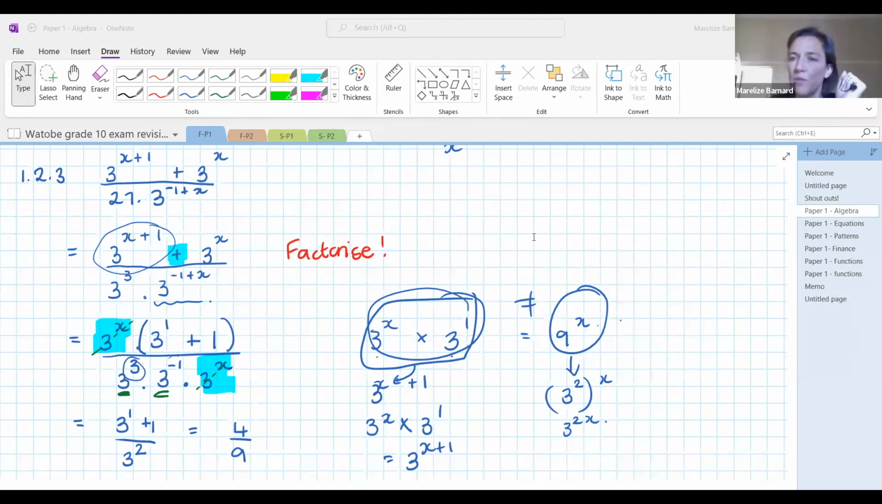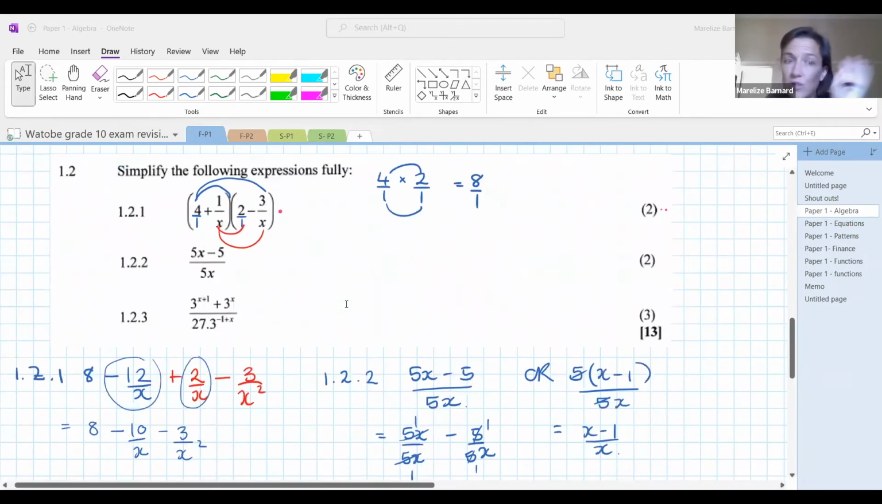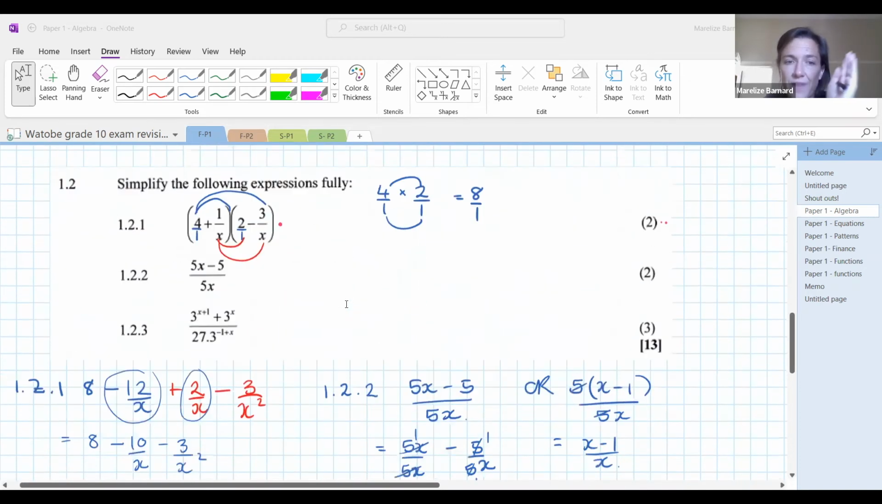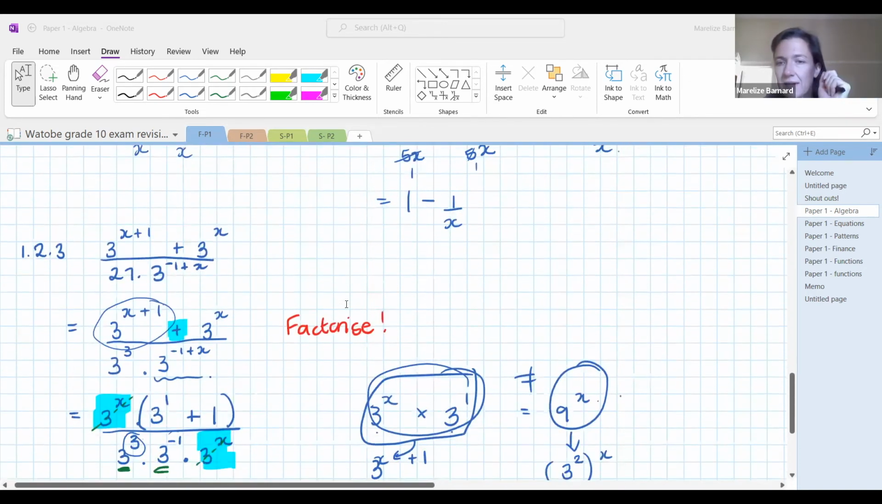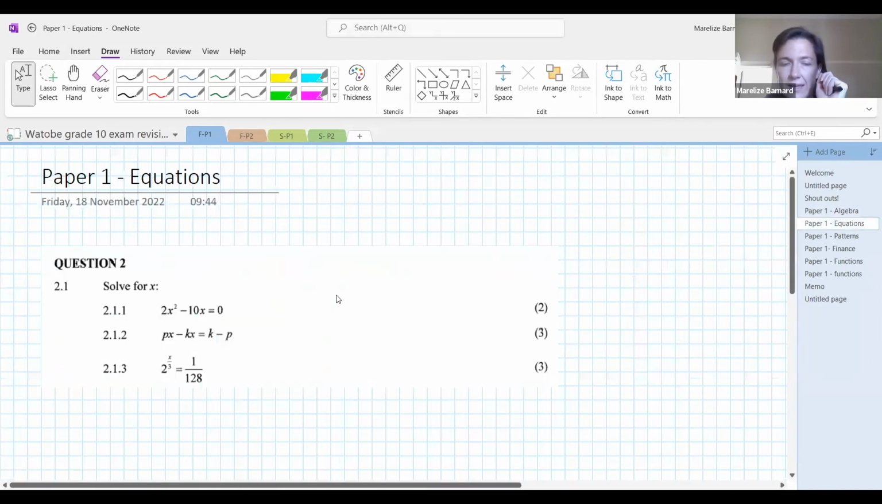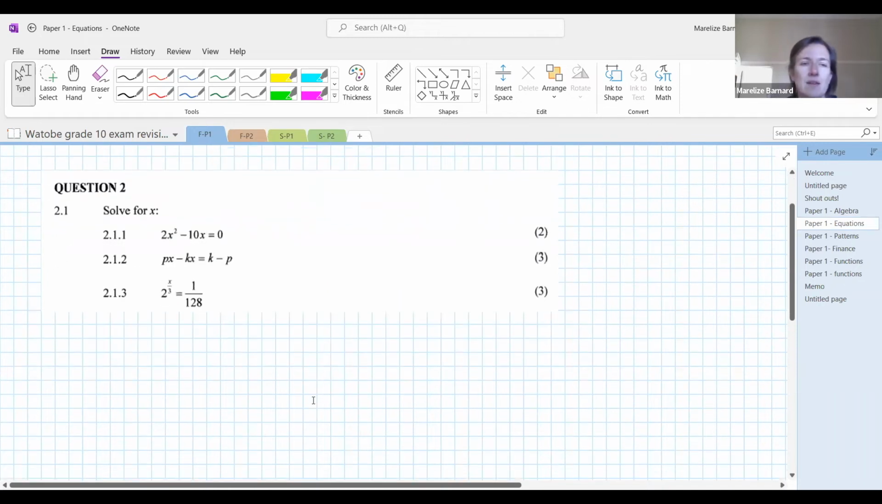All right, if there are no more questions, then we're going to leave the algebra. So that's your algebra. You've got to know how to multiply out, you've got to know how to factorize, and you've got to know how to work with exponents. Let's see. Here we are, equations.